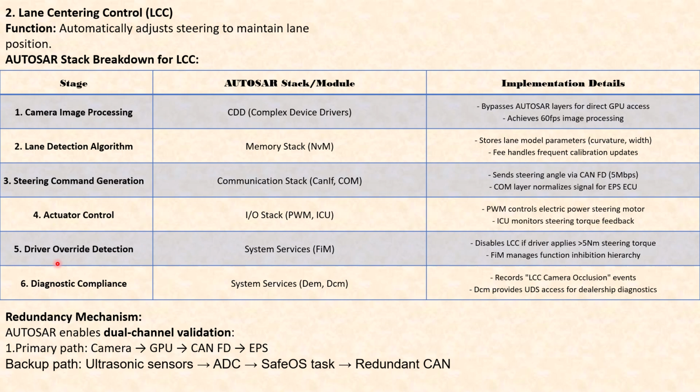So let's see the next stage. It is the driver override detection. Alright, for this driver override detection, the concerned stack is system services, and what does it do? It disables the LCC, the lane centering control, if the driver applies more than 5 Newton meter steering torque. So if the driver applies more than 5 Newton meter steering torque, then it disables the action of the lane centering control. And FIM manages the function inhibition hierarchy.